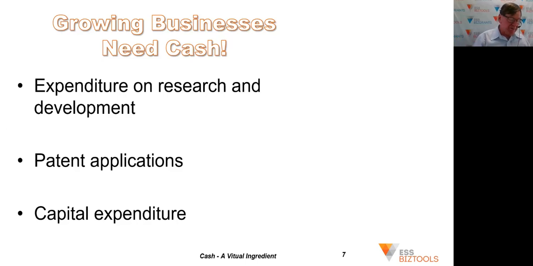So the funding problem is basically the working capital items of inventory, debtors, work in progress, and then research and development, patent applications, and capital expenditure. It can all be a very big drain on your client's cash availability.